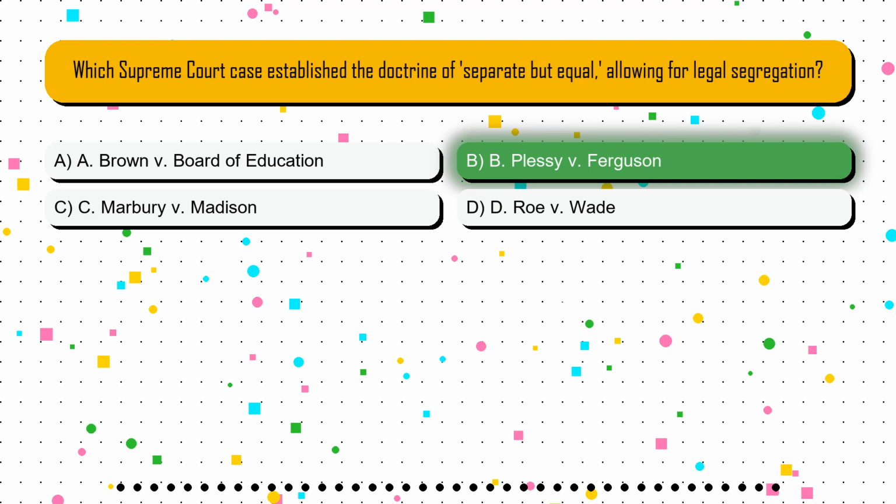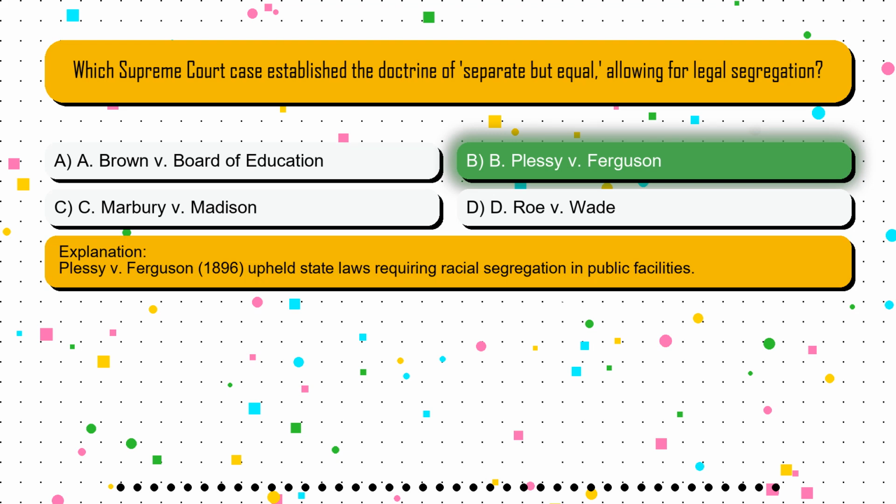The correct answer is option B. Plessy v. Ferguson. Plessy v. Ferguson, 1896, upheld state laws requiring racial segregation in public facilities.